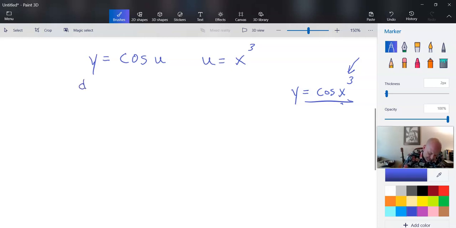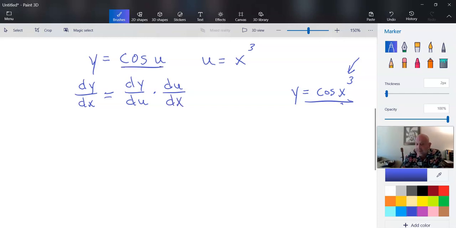Okay, so let's look at a statement here. If we're going to look for dy dx, what I can do is look at dy du and multiply that by du dx. So all we really have to do is find dy du, and that's taking the derivative of this. And I'm going to multiply that by the derivative of this, and we're going to see what happens. Okay, so let's see.